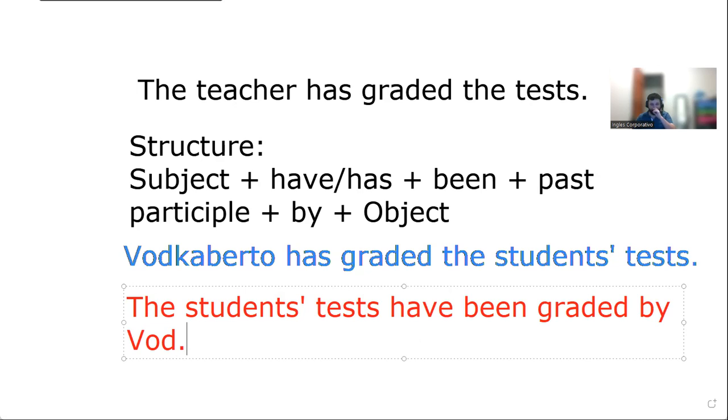So see, what is the difference right now? We're making emphasis on the object of the sentence, okay? So do we have any questions so far, guys? Or so far, so good? So far, so good, teacher.